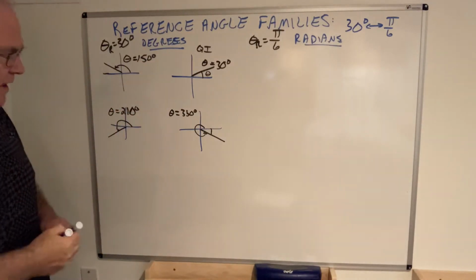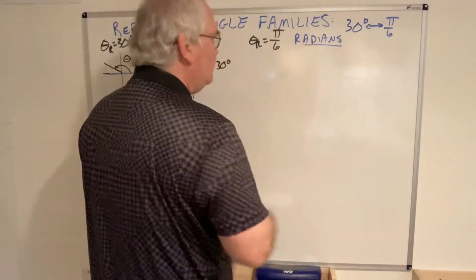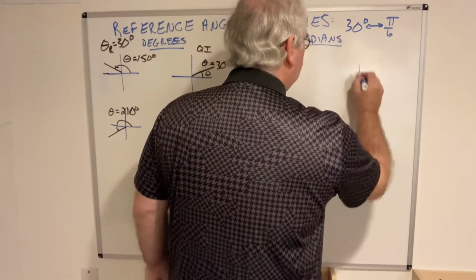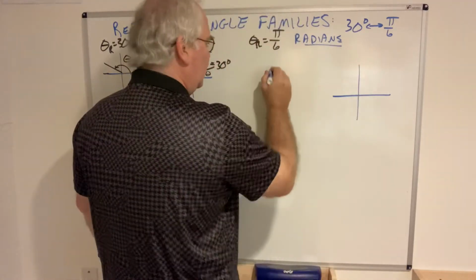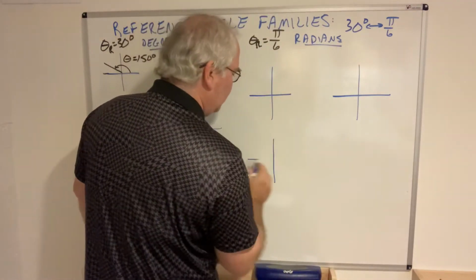Now, very similarly it is done the same way with radians. We're going to do the same thing, put this angle in each of the four quadrants as a reference angle.